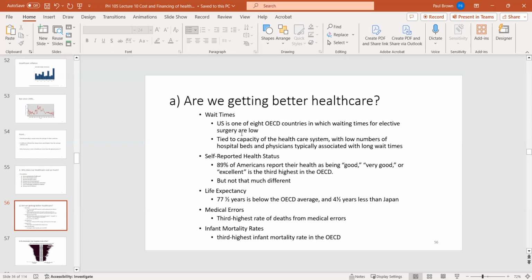So yes, our waiting times are lower, and for self-reported health, 89% report their health as being good, very good or excellent, and that's good. On the other hand, there's not that much difference between countries in self-rated health. For life expectancy, we're down the list, low for the OECD average, about 4.5 years less than Japan. Medical errors: we have the third highest rate of deaths from medical errors among OECD countries. And infant mortality, as we discussed, is a good indication of both how good your healthcare system is and how you treat children, and we're very bad in infant mortality.